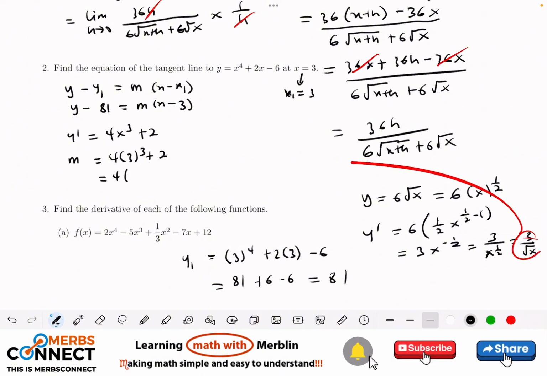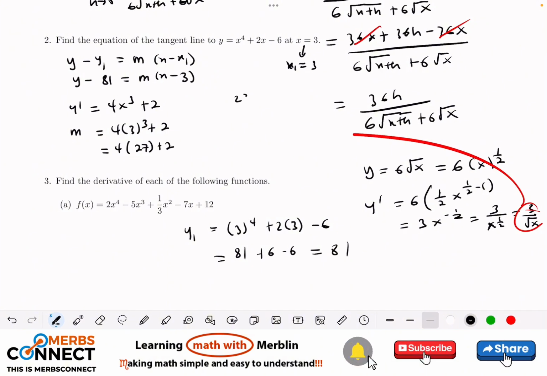3 to the power 3 is 27. So 27 times 4, 4 times 7 is 28, 4 times 2 is 8, so this one will be 108. So 108 plus 2, which is going to be 110. So that will be the m.